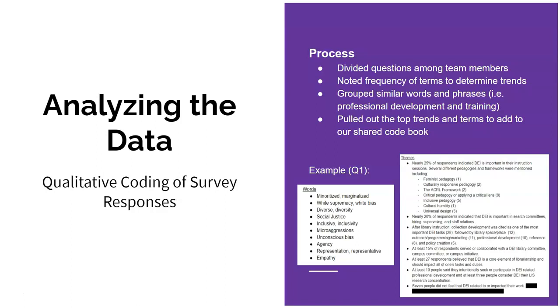You can see how we pulled words that popped up frequently and grouped them with similar words and topics. For example, inclusive, inclusivity, diverse, diversity. You'll also see how we aggregated the qualitative data to discover themes, such as 25% of respondents indicating that DEI is important in their instruction session.